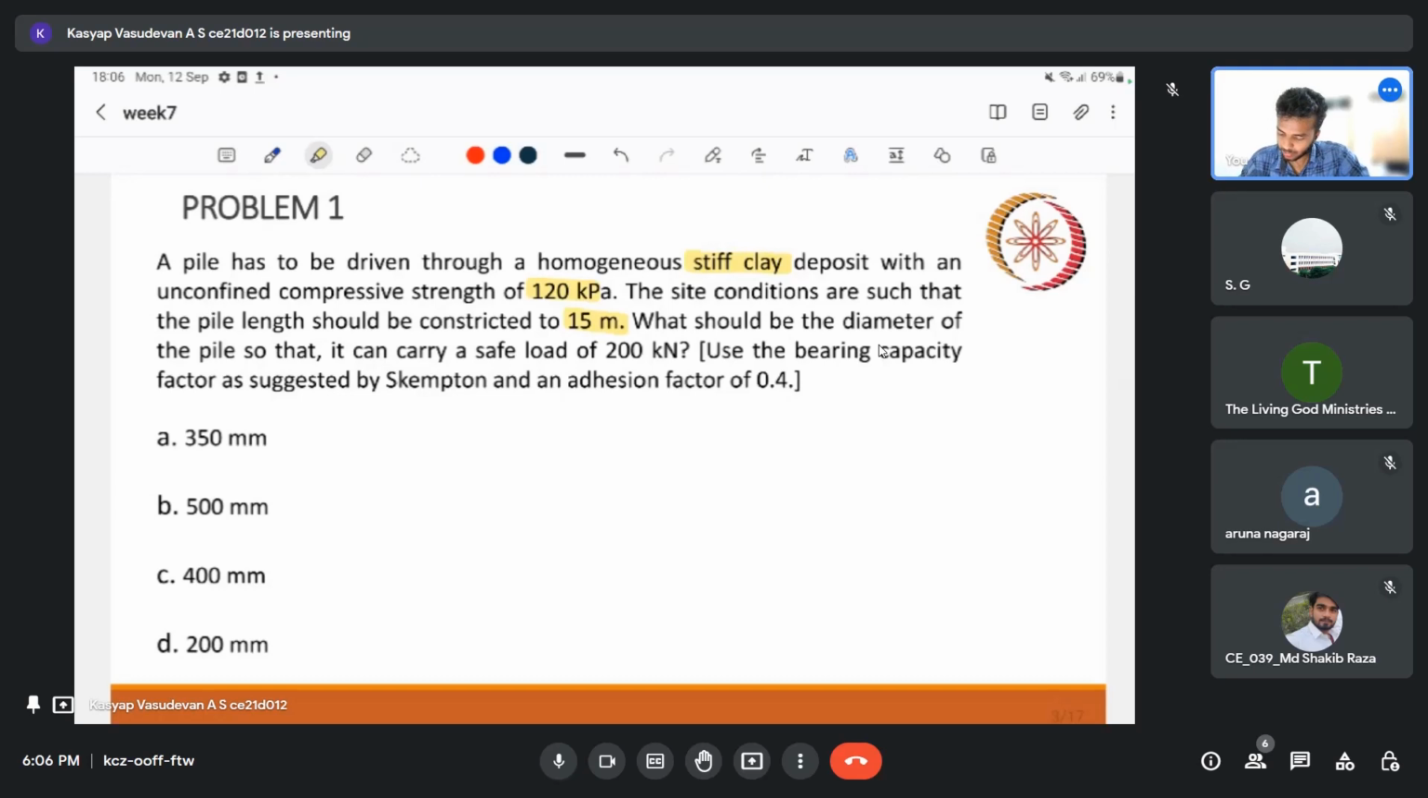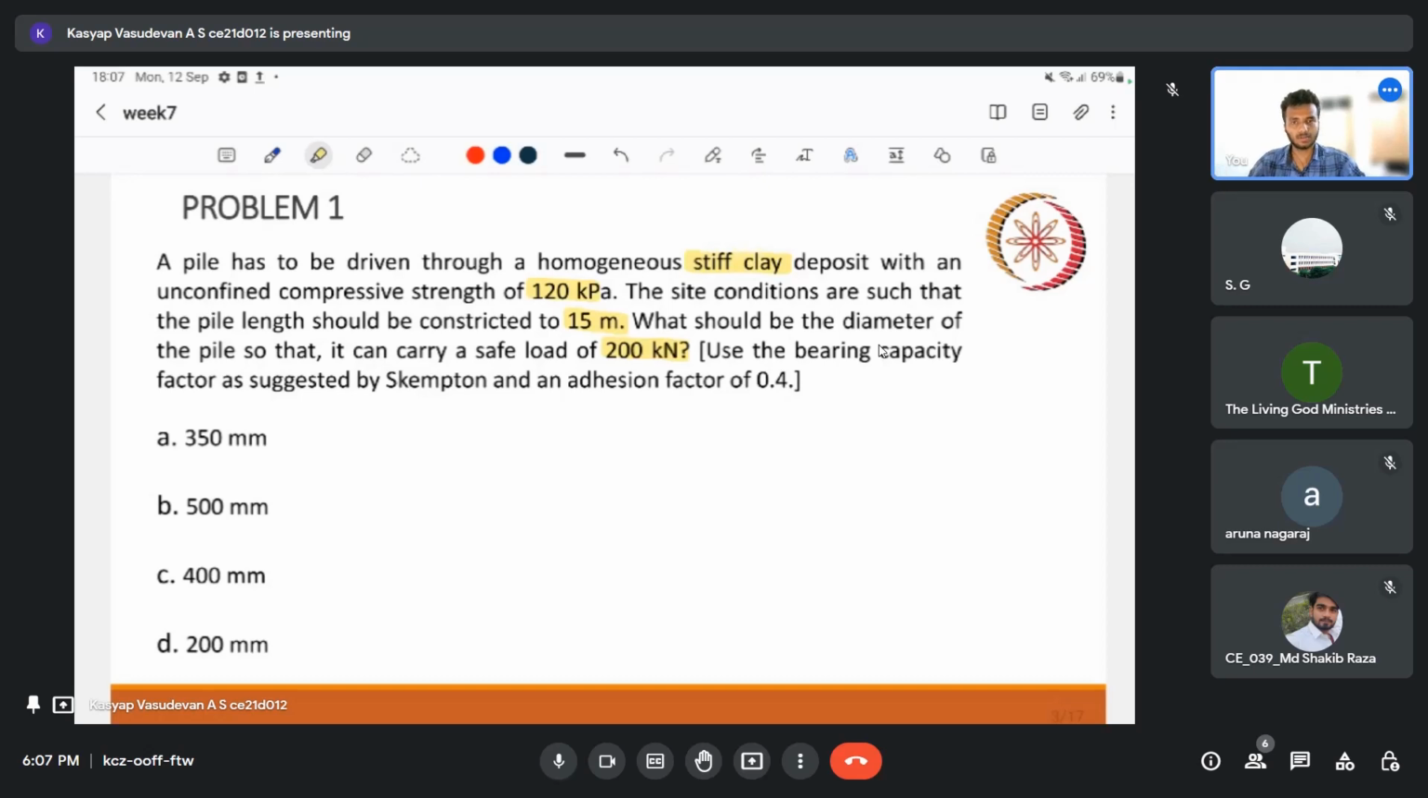What should be the diameter of the pile so that it can carry a safe load of... okay, so here you're supposed to find the dimension of the pile, not the capacity. We are already given the safe load, so we already know the capacity, but we are supposed to find what the dimensions could be. Generally this is a field situation where we know the load coming from the superstructure, and we know the site conditions, and we are supposed to find the dimensions of the pile.